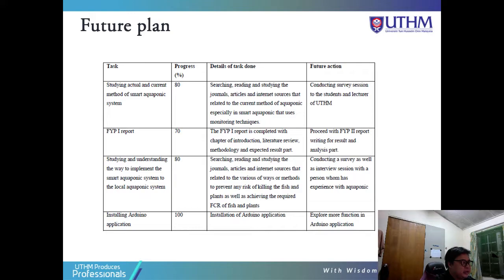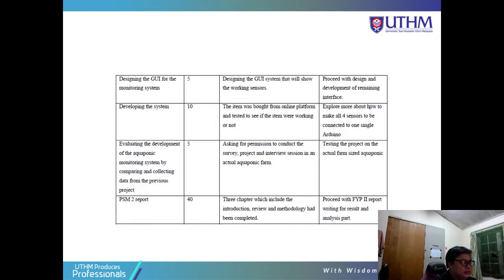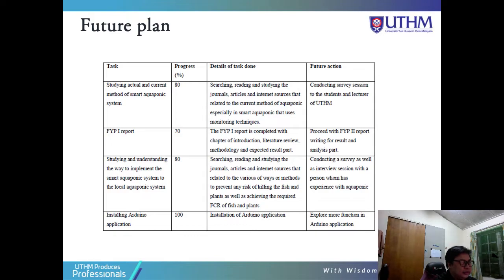So the future plans. As you can see, studying the actual and current methods of smart aquaponic system is 80% in progress. The report is 70%. Studying and understanding how to implement the smart aquaponic system into the local aquaponic system is 80%, and installing the Arduino application is 100%. I have already done the coding and simulated the coding as well.